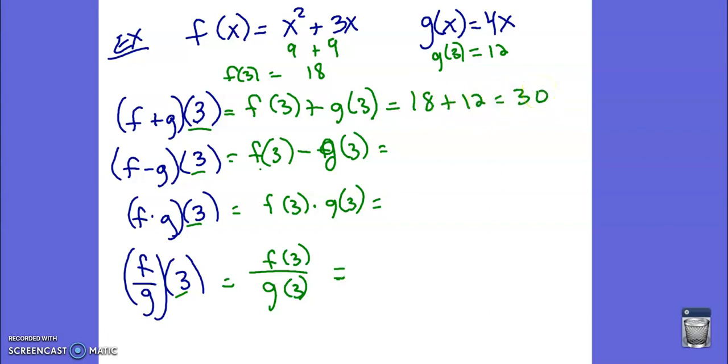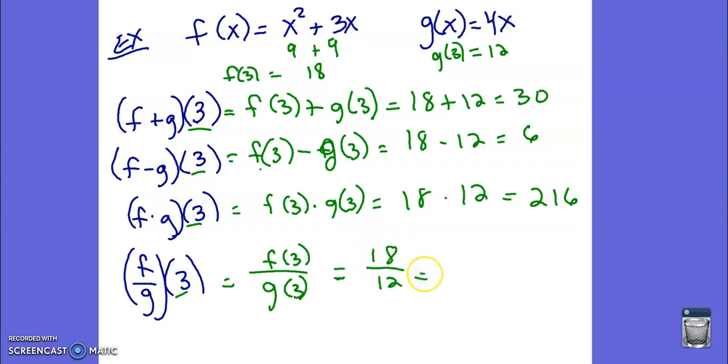f of 3 minus g of 3, so that would be 18 minus 12. And then here we have 18 times 12, which is 216. All right, so f of 3 divided by g of 3, so we have 18 divided by 12, and notice it can be reduced by 6, so we're going to get 3/2.